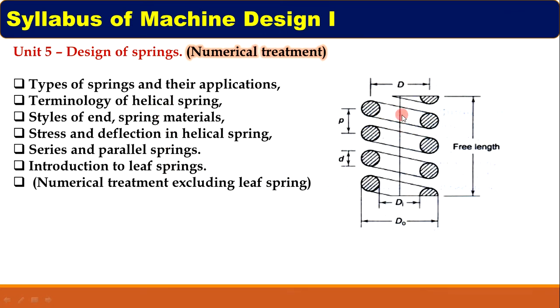Just for the example, I have shown the spring cross section here. It has different terminologies like outer diameter of coil, inner diameter of coil. Then this is the free length. Free length means when the spring is not subjected to any external load, whatever the length is there, it is called free length. Then this is the mean coil diameter. Then this is the pitch, that is center to center distance between two cross sections of adjacent coil, cross section of spring wire, and this is the wire diameter D.